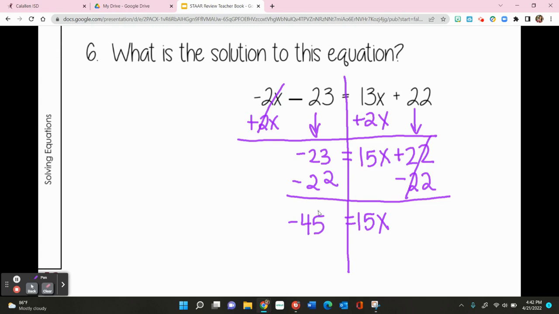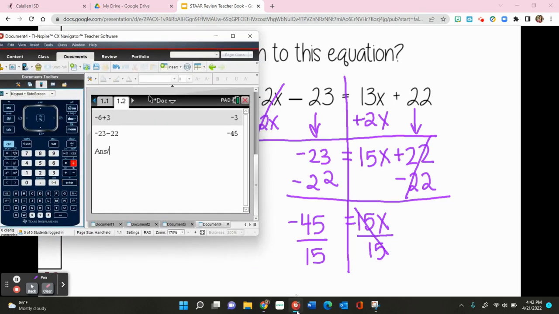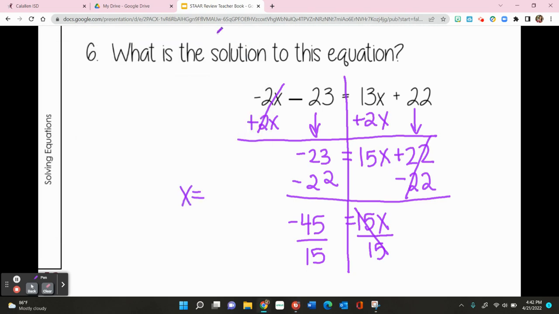Now, I want to see what is being multiplied or divided to x. Right now, I have 15 multiplying x. So to undo this, I want to get a single value of x. The opposite of multiplication is division. So I'm going to divide by 15 on both sides. This cancels out, and I'm left with x equals -45 divided by 15 is going to give us a -3. So here x equals -3.